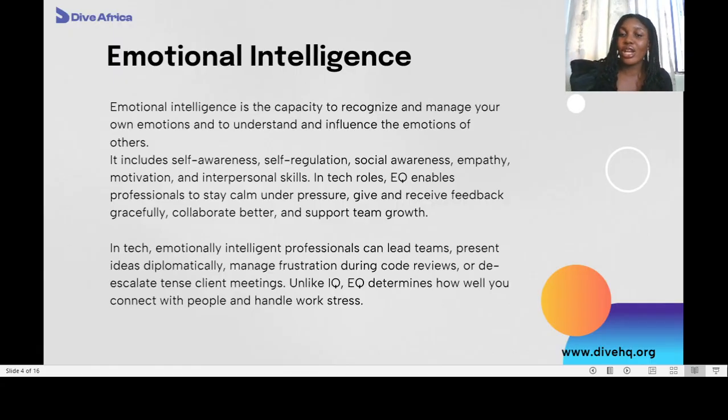Emotional quotient protects mental health. High emotional quotient reduces burnout, builds resilience, and supports mental well-being. That is why it's very important to pay attention to your mental health. Your emotional quotient will help you support your mental well-being.